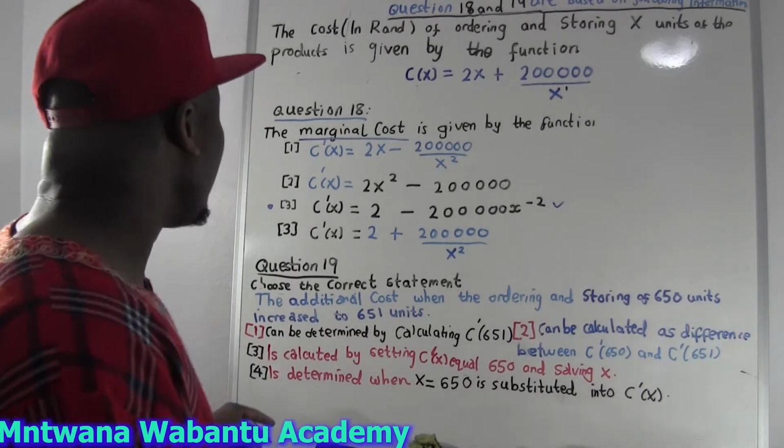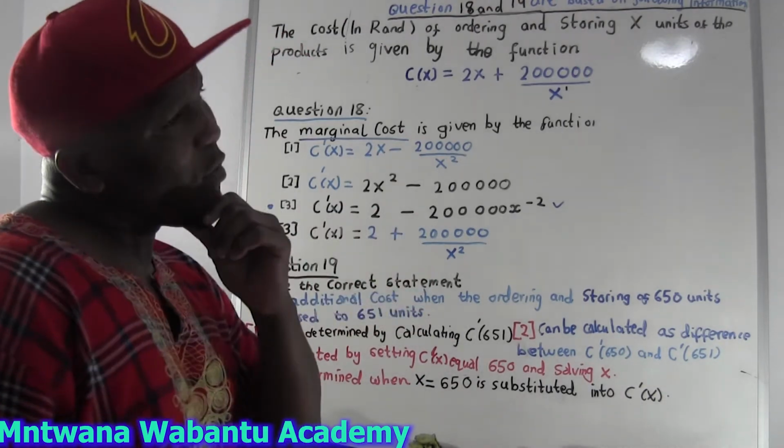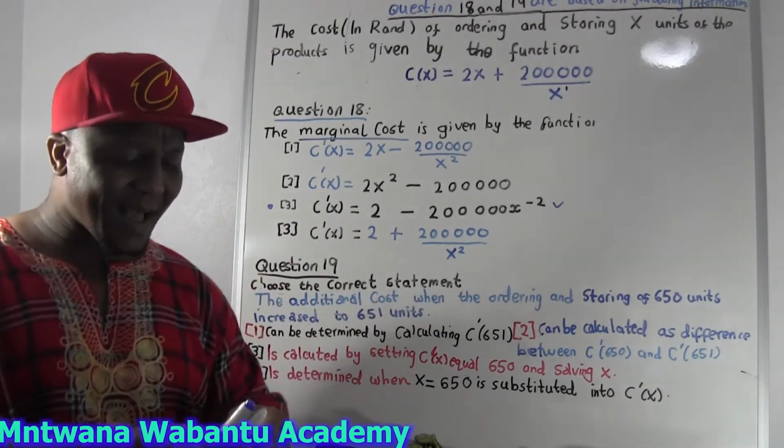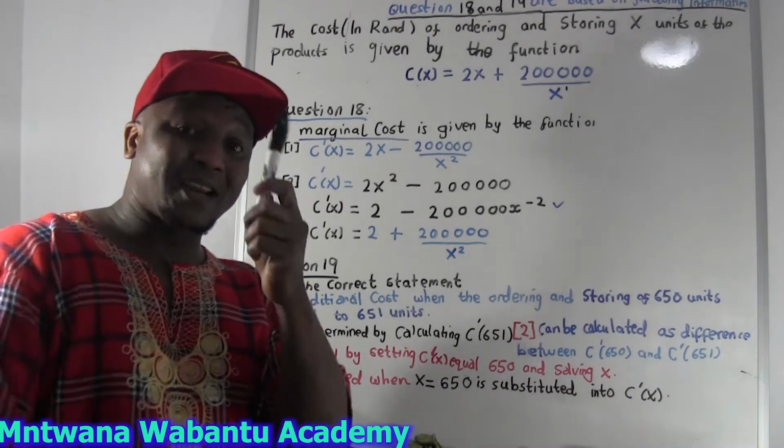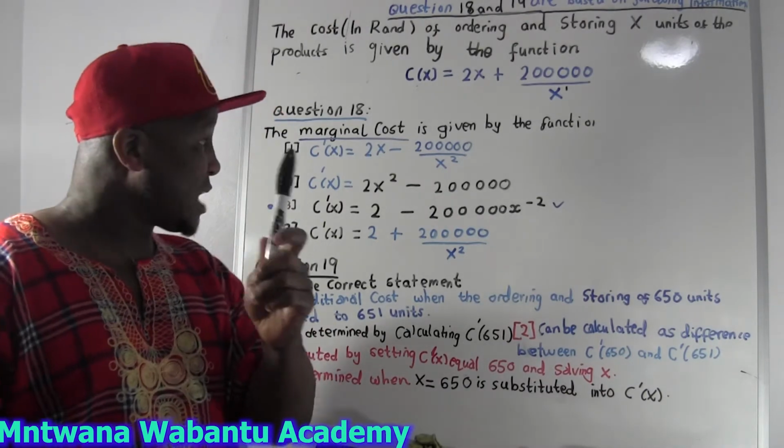Okay, now they say additional cost. What is additional cost like? Okay, I'm buying this pen. Like you see this pen here, I'm buying it for 20 rand. This marker pen, a different type of marker pen.